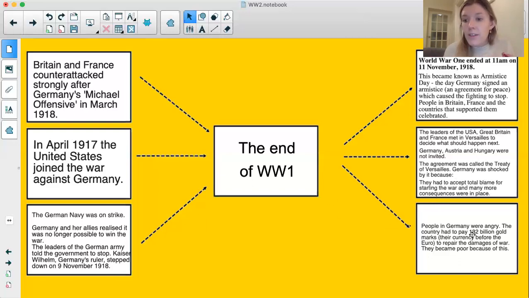Another huge effect was that the people of Germany were angry. The country had to pay 132 billion gold marks, this was their currency before they switched to the euro, to repair the damages of war. They became extremely poor, and the effect on the German people was horrendous. It really affected their lives in a nasty way, with shortages of food, and trading became problematic. So many dreadful causes and effects. The end of World War One.